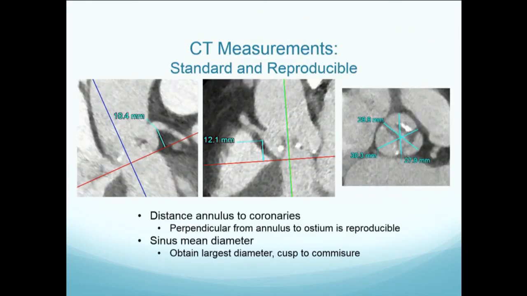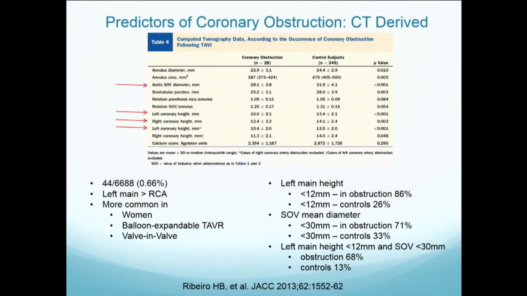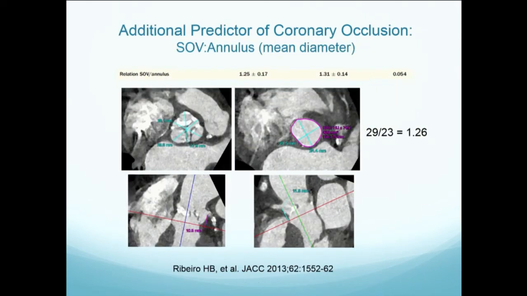CT measurements need to be standard and reproducible, and you should have a perpendicular point from the annulus up to the coronary, and this is reproducible. The same is true with the sinuses. You need to go from cusp to commissure. Now, we know about coronary obstruction, about left main height, sinus of Valsalva diameter, and both. But there's another thing in that paper that might be useful for any single person, and that's to look at the sinus of Valsalva mean diameter over the annulus mean diameter, and it may be helpful in any one small person.